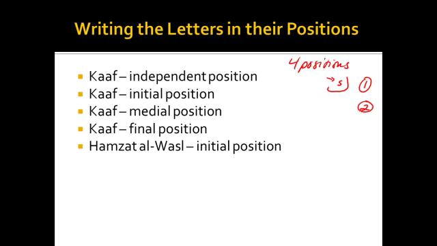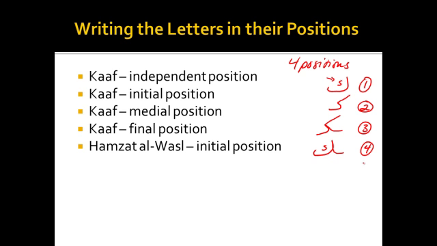And the second, the initial position, the Kaaf will look like this. It looks actually quite different than the independent position. And in the medial position, the Kaaf will look like this, again connecting from both sides. And in the final position, the Kaaf will look like this, just like the independent position, but connecting from the right.